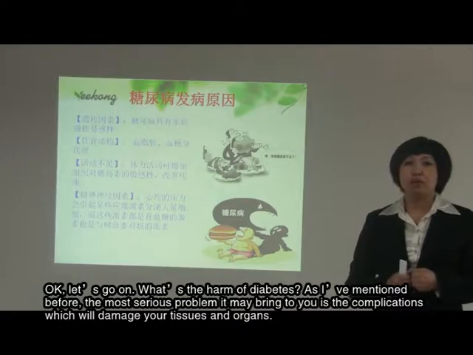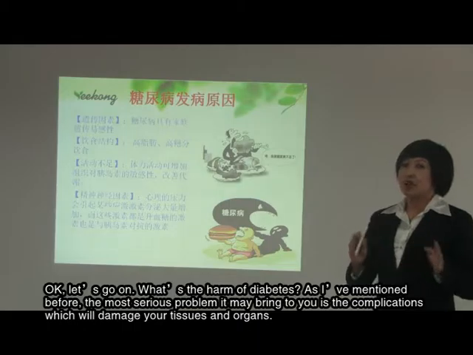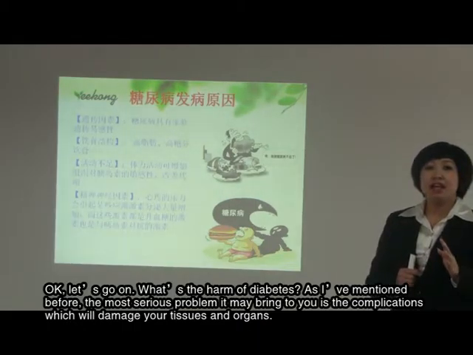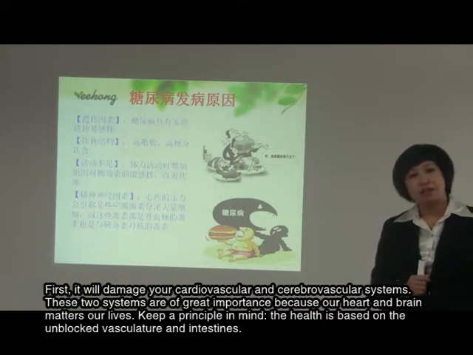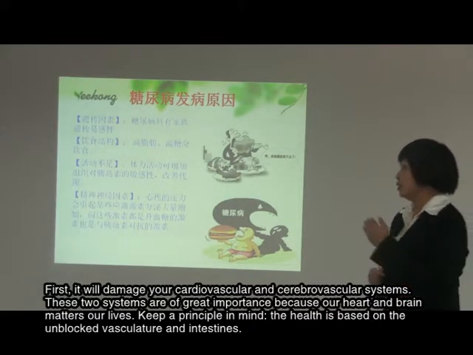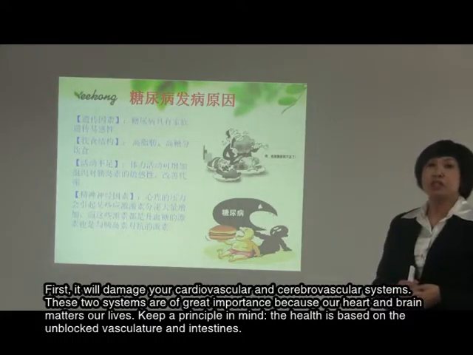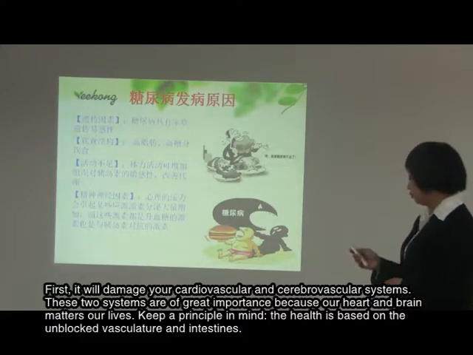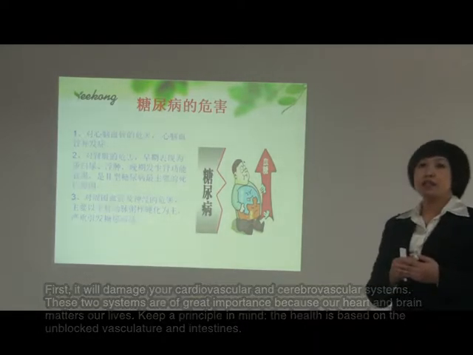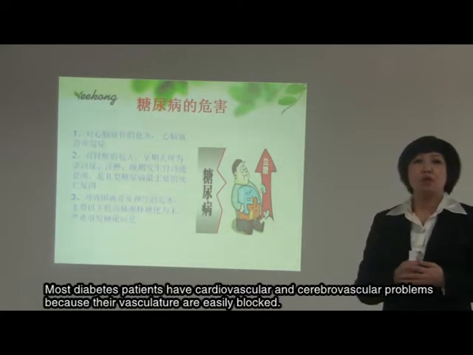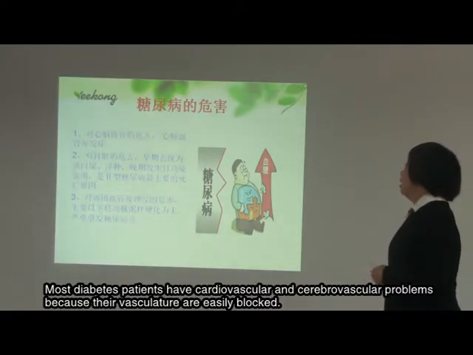Okay, let's go on. What's the harm of diabetes? As I mentioned before, the most serious problem it may bring to you is the complications which will damage your tissues and organs. First, it will damage your cardiovascular and cerebrovascular systems. These 2 systems are of great importance because our heart and brain matter to our lives. Keep a principle in mind. Health is based on unblocked vessels and intestines. Most diabetes patients have cardiovascular and cerebrovascular problems because their vasculature is easily blocked.